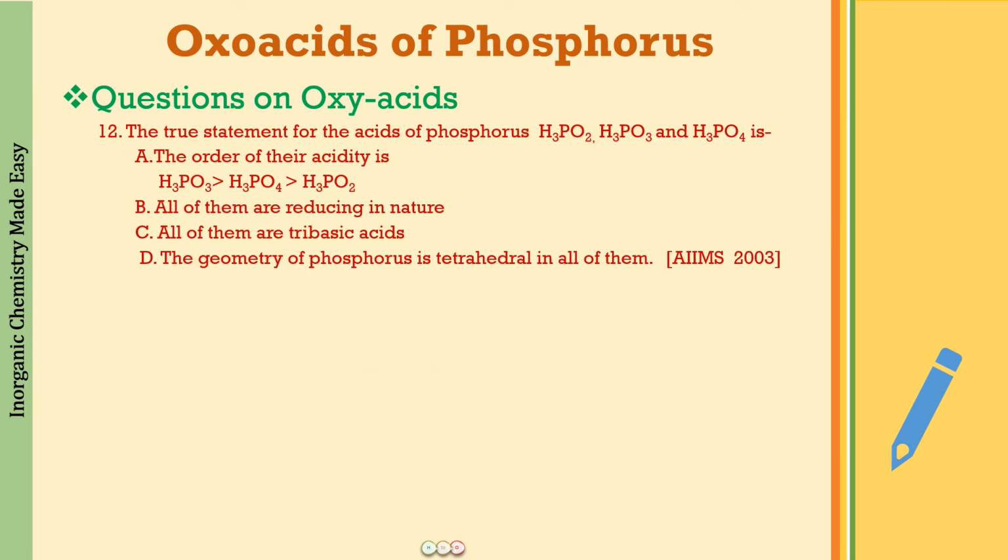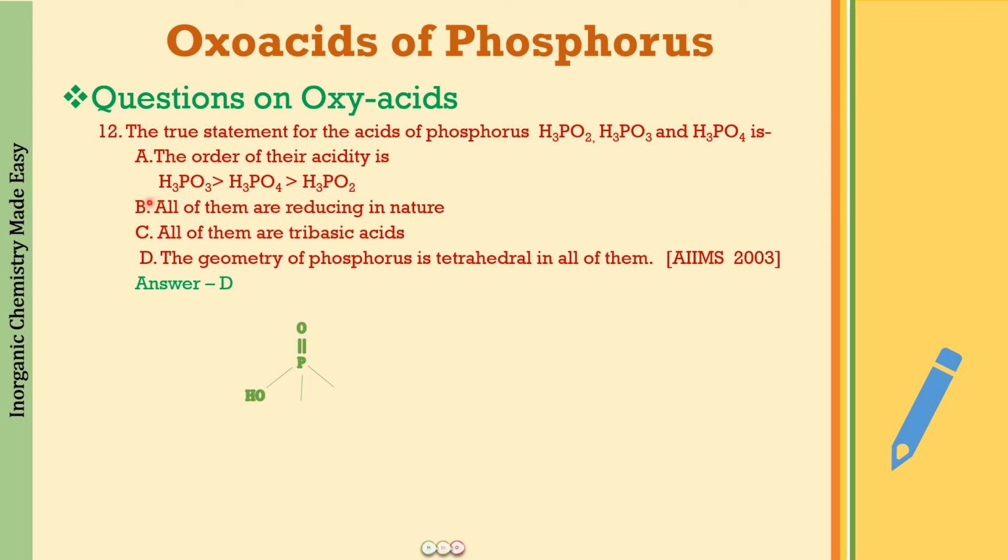So I think you now know which is going to be the correct option. It is going to be D choice, which is correct, because we've just discussed that the geometry of phosphorus is tetrahedral in all of these oxo acids. Phosphorus is going to make 5 bonds, out of which one is going to be a P=O double bond, where there is 1 pi bond. The rest are all sigma bonds. So 4 sigma bonds means sp3 hybridization and tetrahedral geometry.